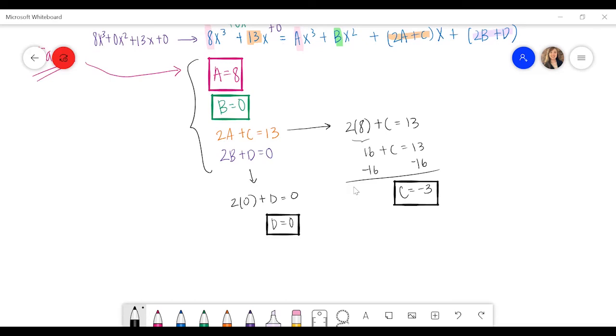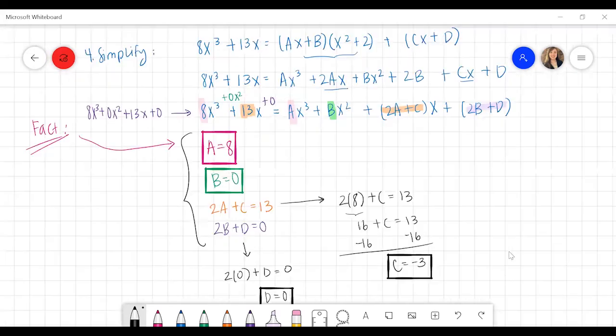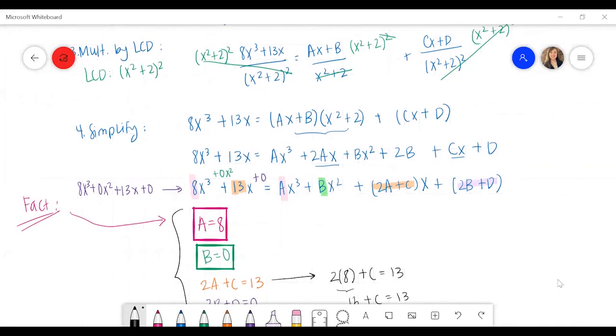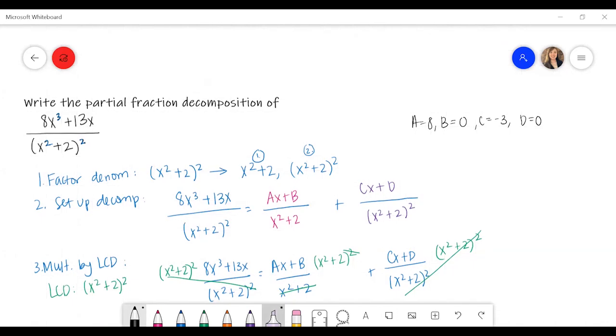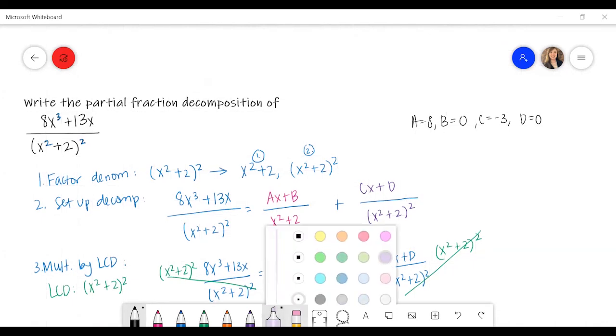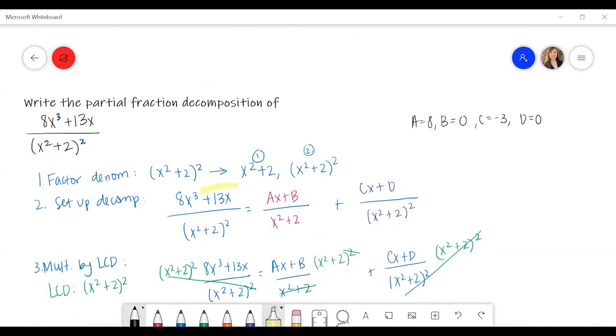So we've got all 4 of our values. A is 8, B is 0, C is -3, and D is 0. So what I'm going to do, we did this in the last couple of setups as we practiced this. This is the decomposition that we're looking at, or the partial fractions result that we're looking at.